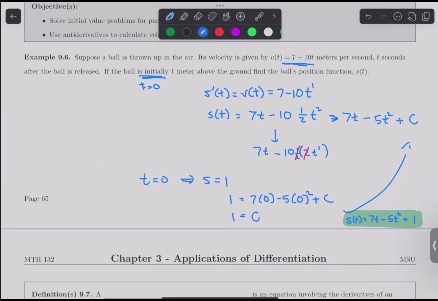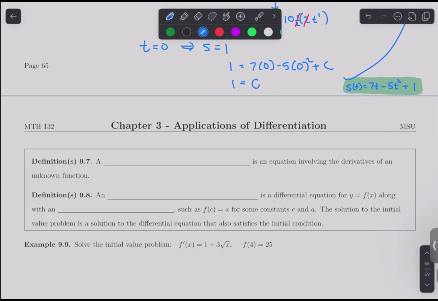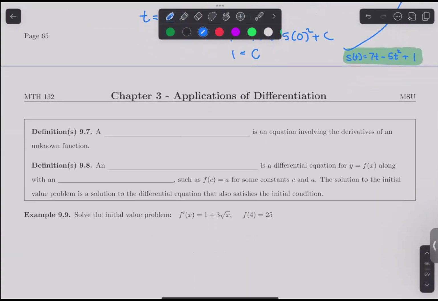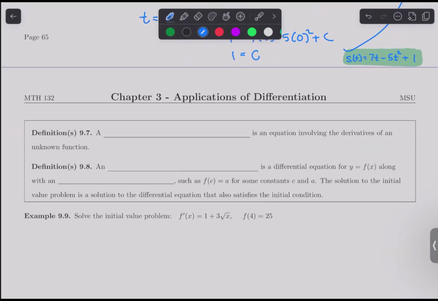All right, so now that we've had a bit of a motivating example, let's go ahead and talk about these things in general and get some definitions. So first off, a differential equation is an equation involving derivatives of an unknown function. So quite often the game is trying to figure out what that unknown function is.